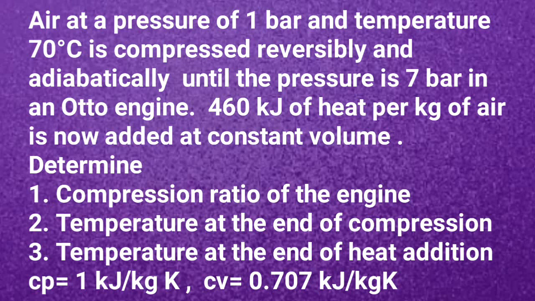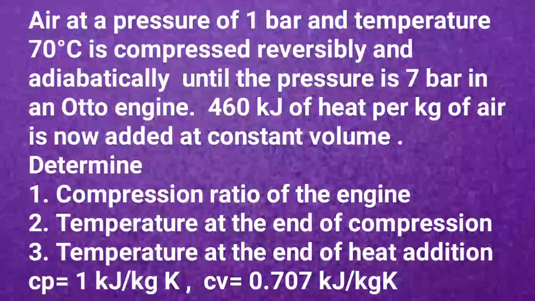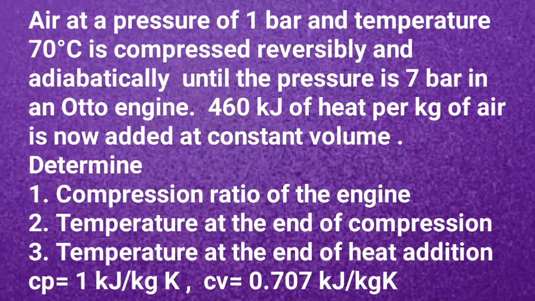Now we will solve one problem. I will read the given question. Air at a pressure of 1 bar and temperature 70 degrees Celsius is compressed reversibly and adiabatically until the pressure is 7 bar in an Otto cycle engine. 460 kJ of heat per kilogram of air is now added at constant volume. Determine the compression ratio of the engine, the temperature at the end of compression, and the temperature at the end of heat addition. Take for air Cp as 1 kJ per kilogram Kelvin, Cv as 0.707 kJ per kilogram Kelvin.